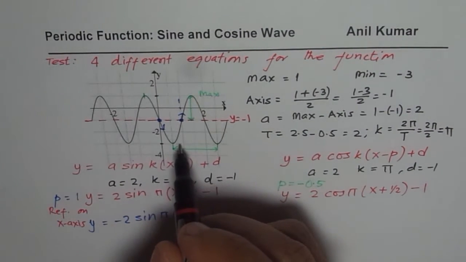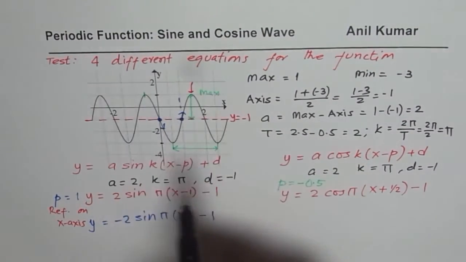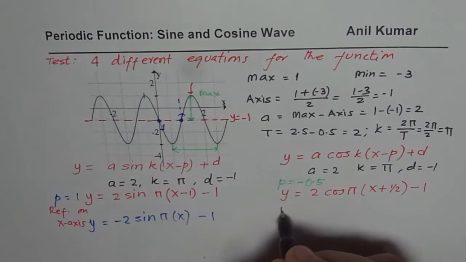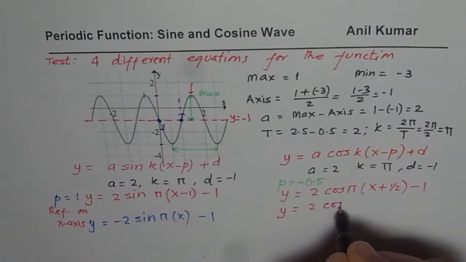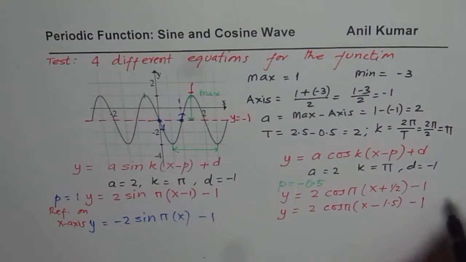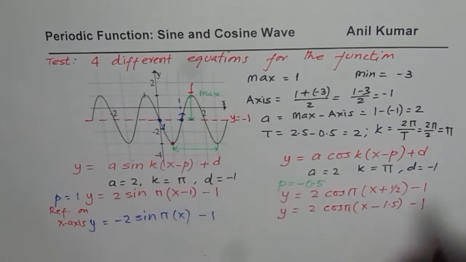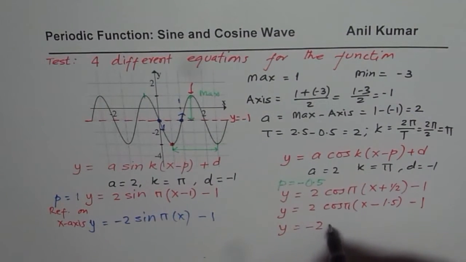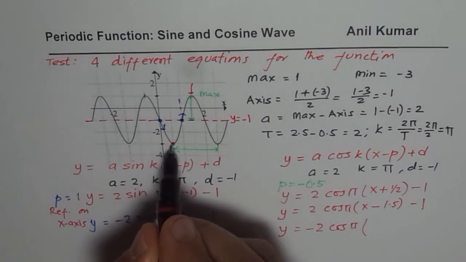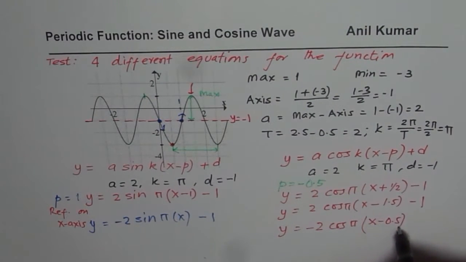The second point which you could consider is the cosine wave starting from there, right? So this could be the second maximum. That starts from 1.5. Do you get the idea? So we could also write this as y equals 2 cos pi x minus 1.5 minus 1. In fact, you could give the third equation also starting from here, but this is negative cosine. Let me add that for you. Minus 2 cos, the k value is the same, but in this case this wave has moved 0.5 to the right. You see that? So we have x minus 0.5 minus 1.